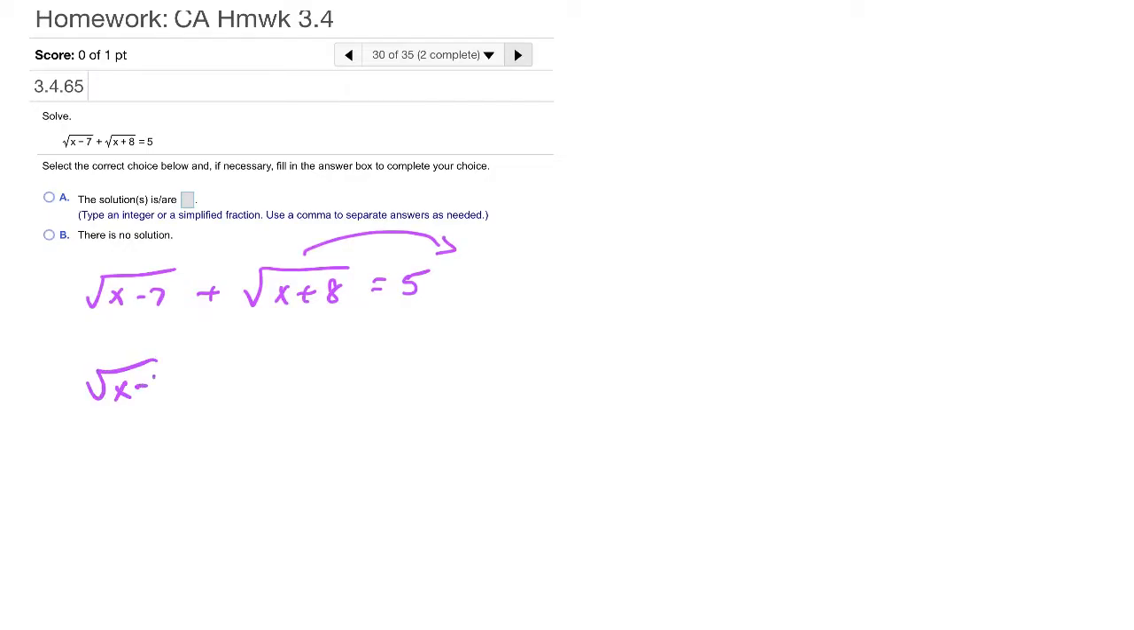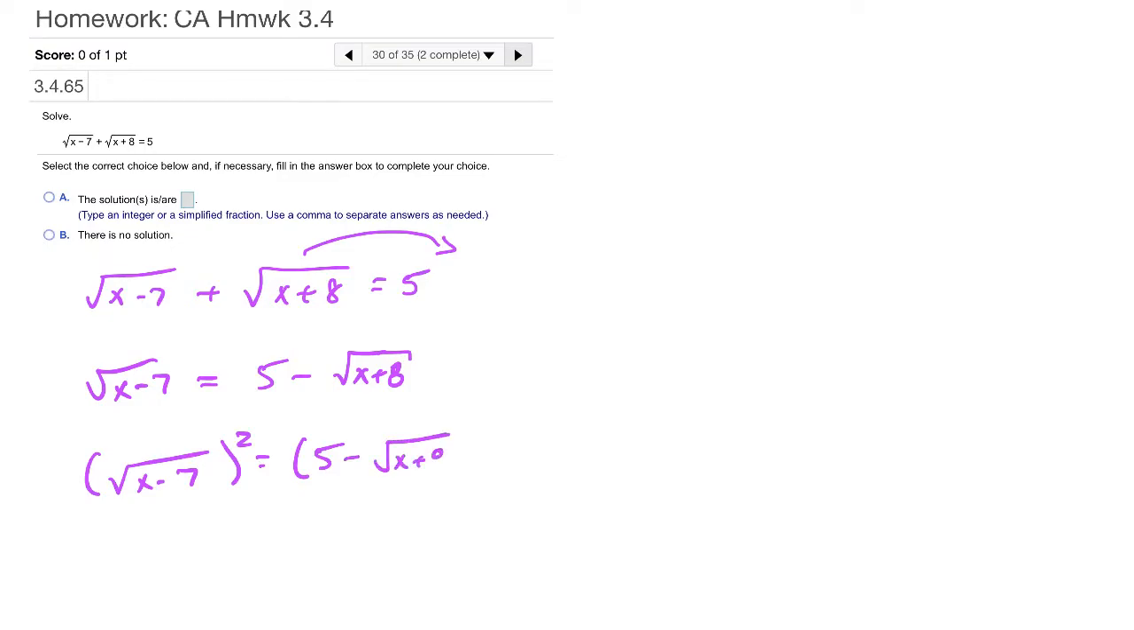So I can move one of those square roots over to one side so that I isolate one of them. So I get square root of x minus 7 is equal to 5 minus the square root of x plus 8. So now I will square both sides to get rid of one of the square roots. So 5 minus the square root of x plus 8. So I square that one.